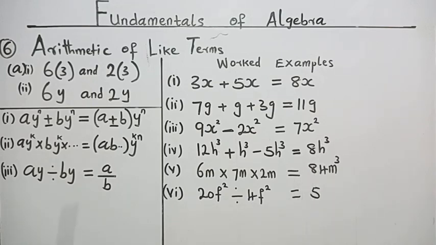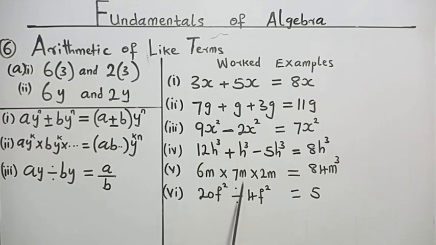Number 5 example says 6m times 7m times 2m. Which of these laws do you think conforms to this? Which of these 2 laws do you think we're going to use to solve this problem or to get an answer to this number operation? Obviously, it is this one.